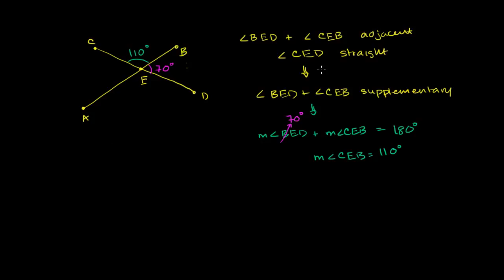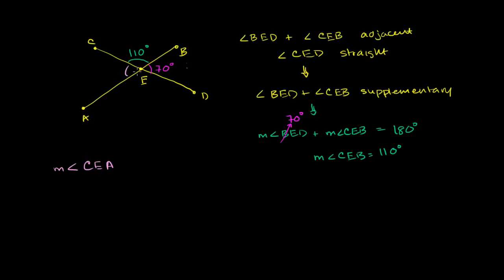Well, that's interesting. And I went through more steps than you would if you were doing this problem quickly. If you did this problem quickly in your head, you'd say, look, this is 70 degrees. This angle plus this angle would be 180 degrees. So this has to be 110 degrees. So now let's use the same logic to figure out what angle CEA is. So now we care about the measure of angle CEA.